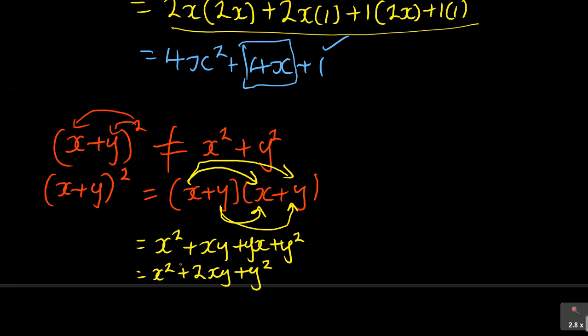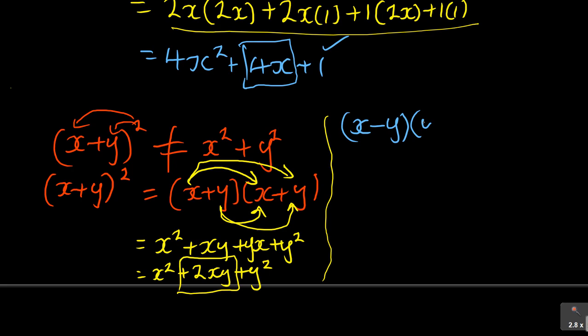So you can see that there is always the 2xy, or the center part, that is always lost whenever you're doing that. Sometimes students confuse this with the difference of two squares. The difference of two squares says if you have got x minus y and you've got x plus y, when you expand this, that's when you multiply the first and you multiply the last. Then it will become x squared minus y squared.